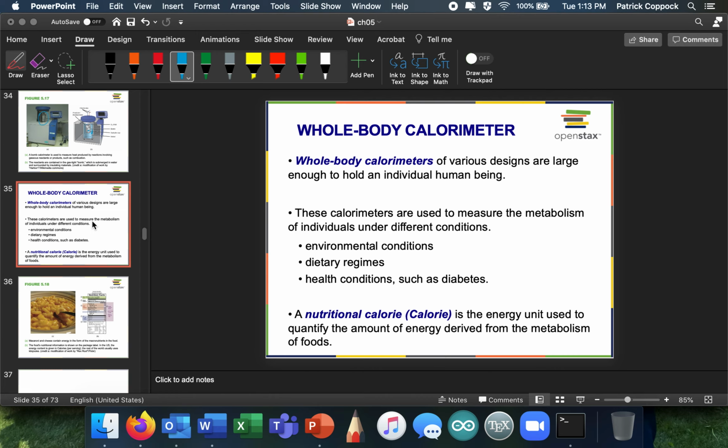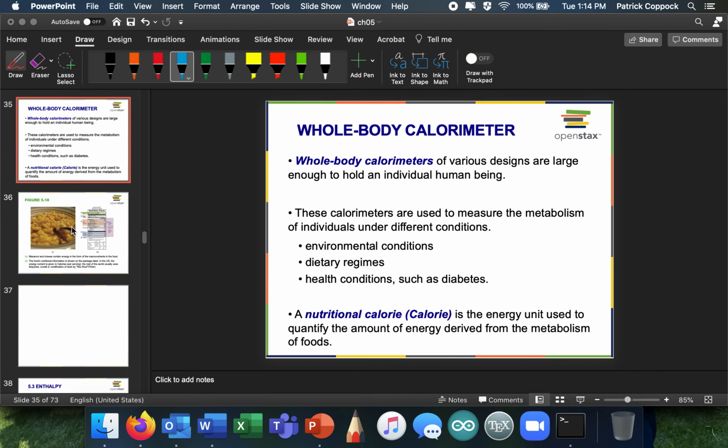This is kind of cool. I don't have a picture of one, but a whole body calorimeter is big enough to hold a whole human body, right? So it measures the heat that your body's letting off, and those are used to measure metabolism, essentially. And I won't say any more about calories. Okay, I think that's all I'm going to say about this.